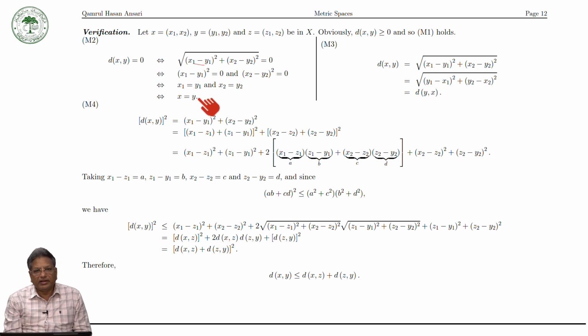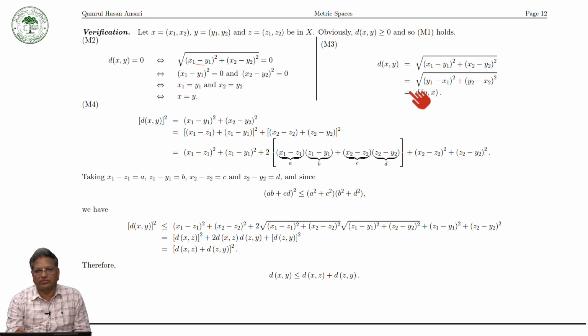Now let us take the symmetry property, that is d(x,y) is equal to d(y,x). By the definition, d(x,y) is equal to square root of (x1 minus y1) square plus (x2 minus y2) square. Because this is a square, we can write this term as (y1 minus x1) square, and this as (y2 minus x2) square, and then you will see that this is nothing but d(y,x).